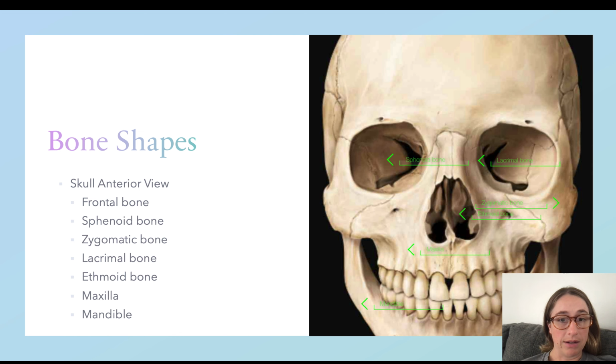And then really interesting here, the skull anterior view. So again, labeling the frontal bone, but just in a different view. And then the sphenoid bone, the zygomatic bone, lacrimal bone, ethmoid bone, maxilla, and then mandible.